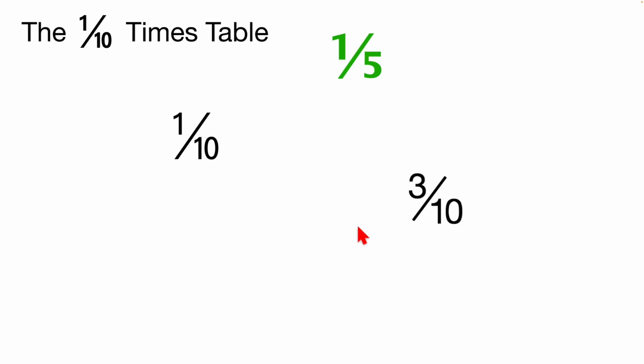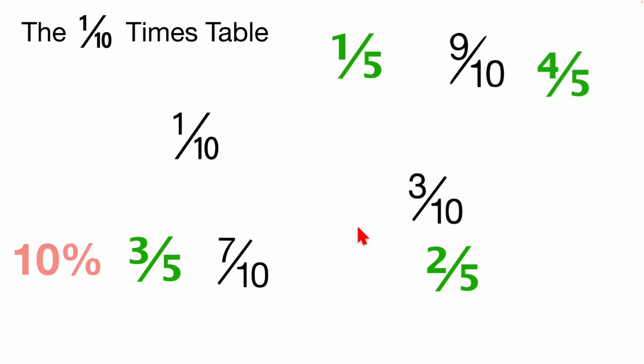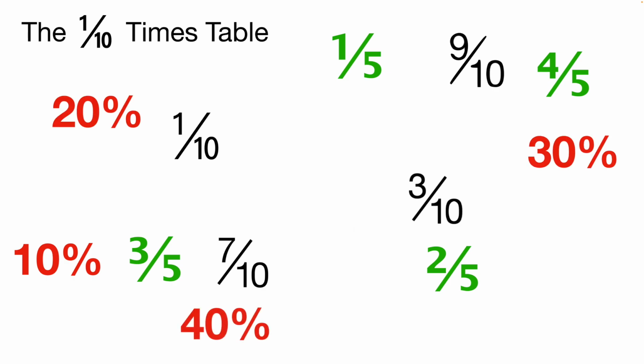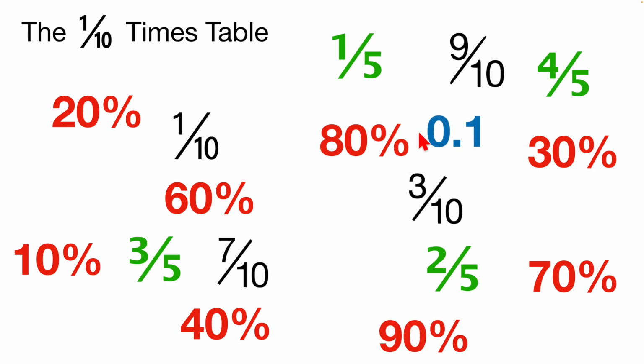So let's remember, using this method, I can find a tenth, obviously. I can find a fifth. I can find 2/10. I can find 3/10. I can find 7/10. I can find 4/5. I can find 9/10. But also in percentages, I can find 10%. I can find 20%, that's just 2 times the tenth. 30 and 40%. Not bother with 50% because that's a half. 60, 70, 80, 90.